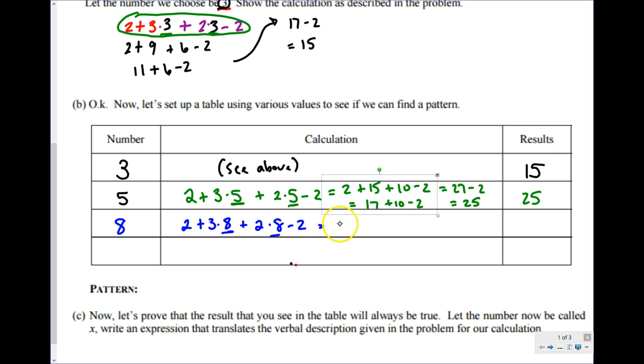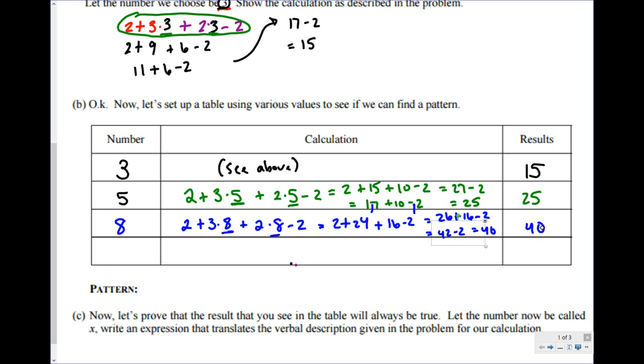Okay, so I'm going to get 2 plus 3 times 8 is 24, plus 2 times 8 is 16, minus 2. That's going to give me 26 plus 16 minus 2. It's going to give me 42 minus 2, which is going to give me 40.